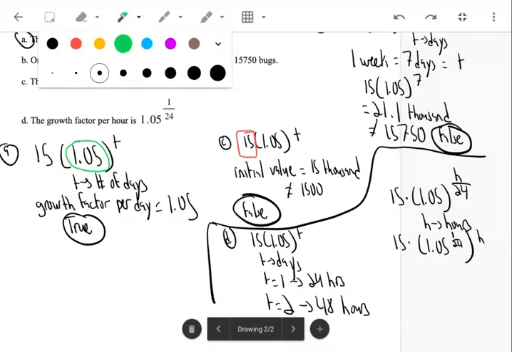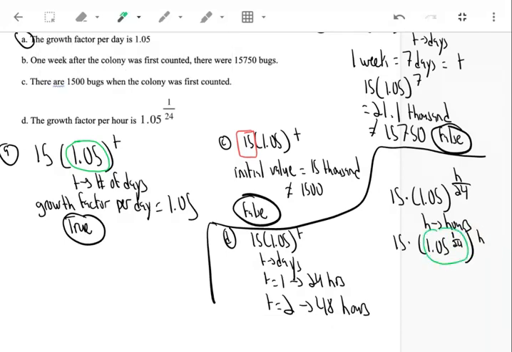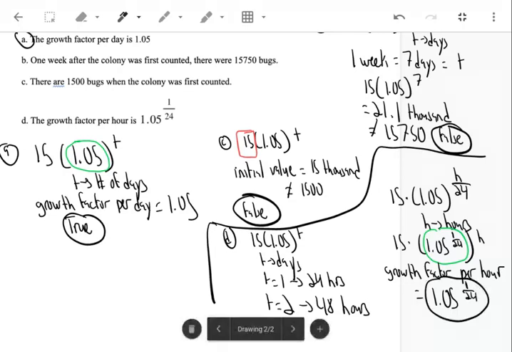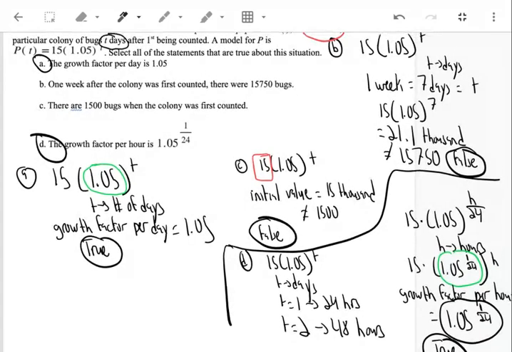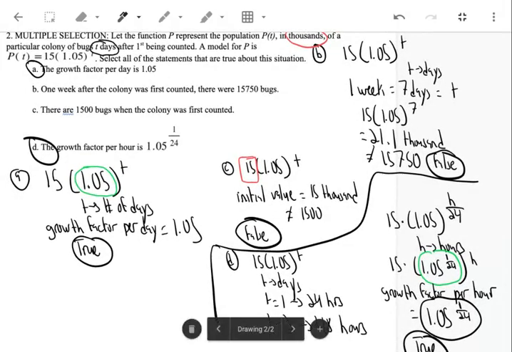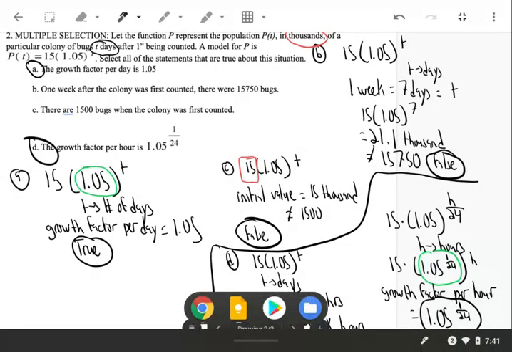So with that in mind, that means my growth factor per hour is what's in the parentheses. So my growth factor per hour is equal to 1.05 to the power of 1 over 24, which is what D says. So this is a true statement. So the answer to number 2 is A and D. A and D are the only true statements.